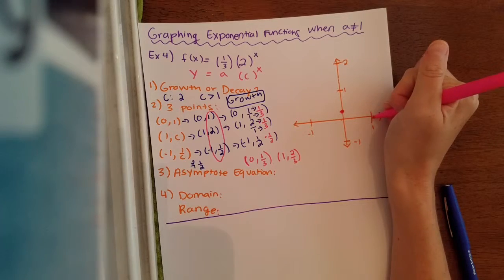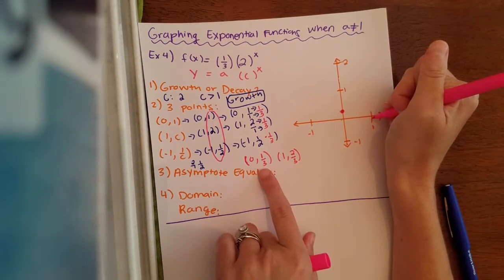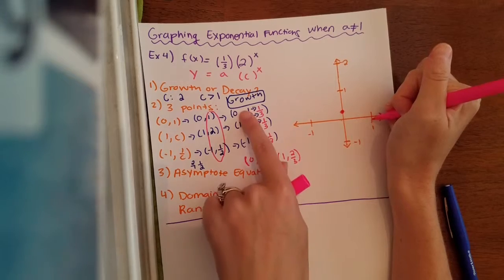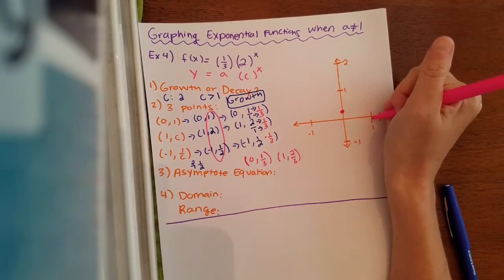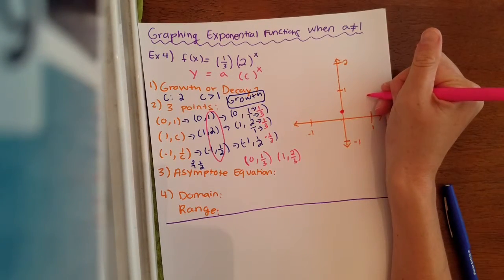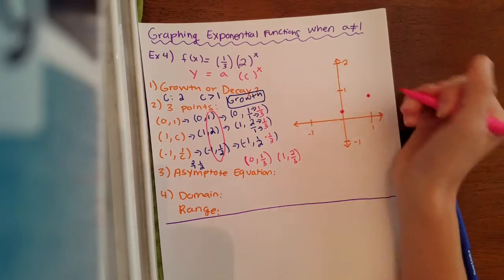So this is 1, and then it's 2/3, which is a little bit higher up than 1/3. And I also know it's a growth, so I know it should be increasing. So I'm going to put that about another 1/3 up from this point. So about right here. Looks good to me.